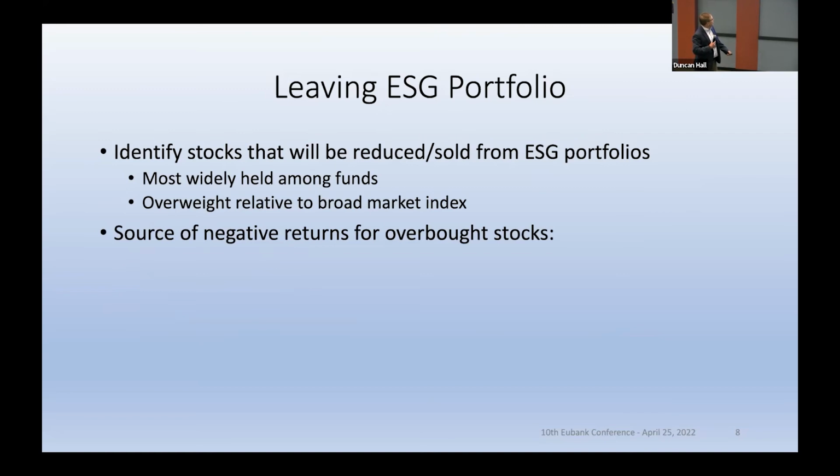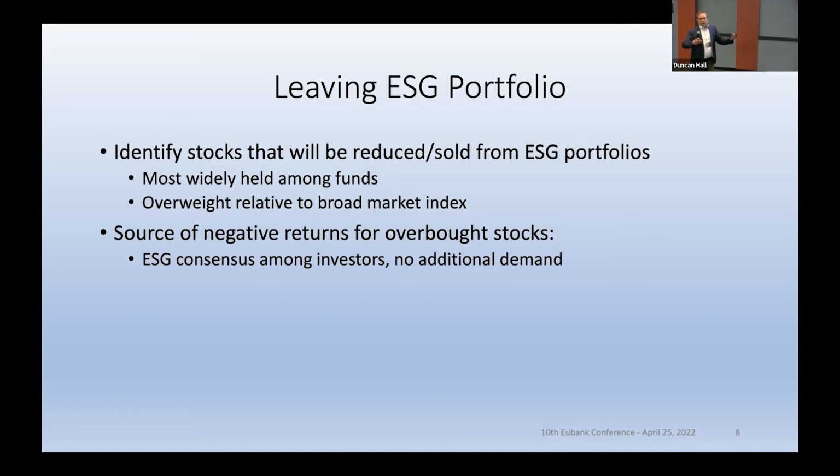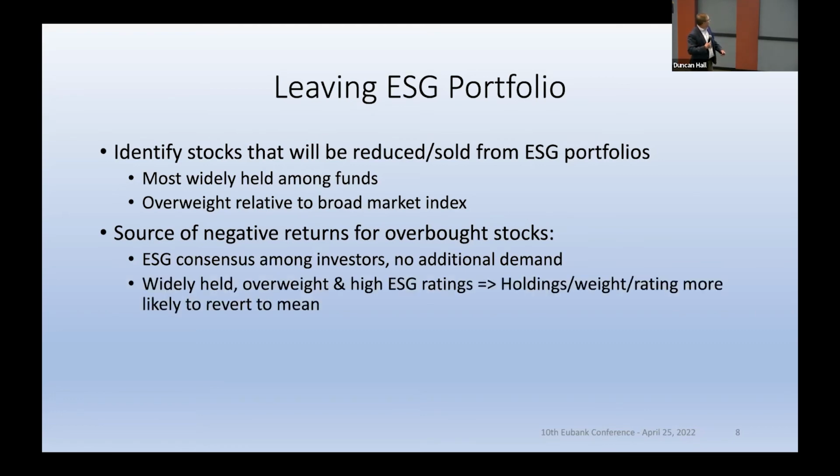It took us a while to think about this, but basically what's happening here is, if there's a consensus among the ESG managers that something is fully ESG compliant, they're not going to add any more, right? Particularly if they're already overweight relative to the index. And if it's widely held, overweight, and has a high ESG score, there's a lot more room, even if this is a random process, for this to move negatively, revert to the mean.